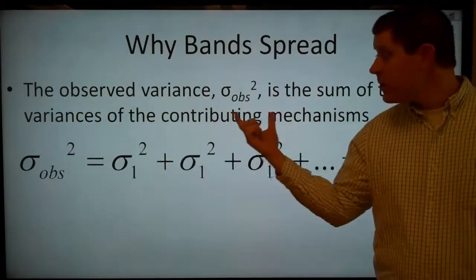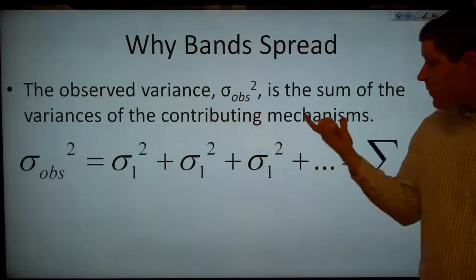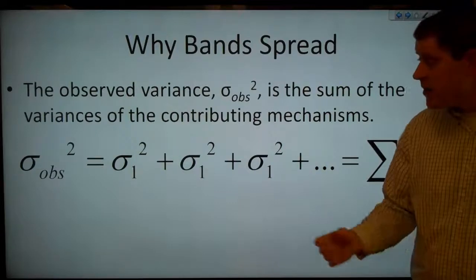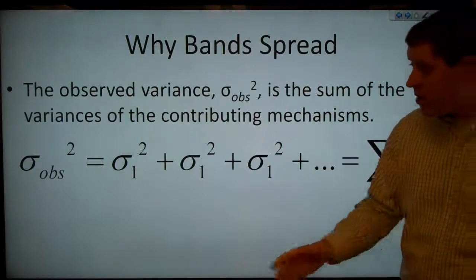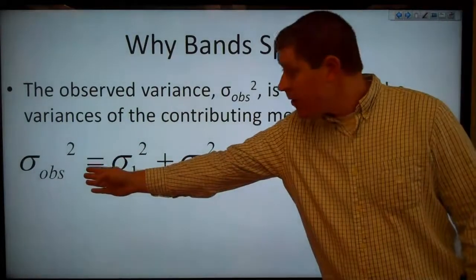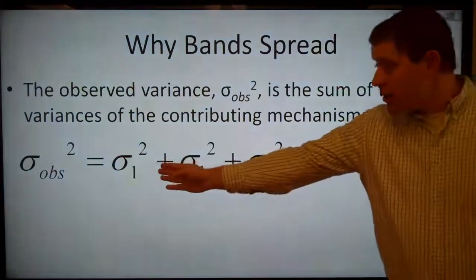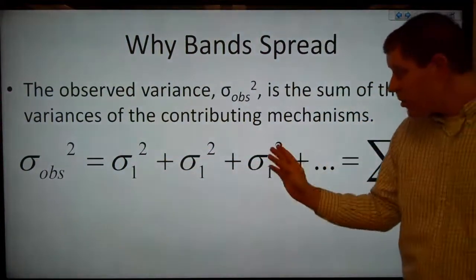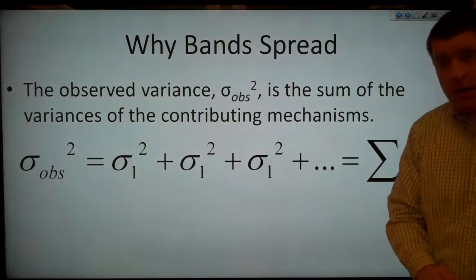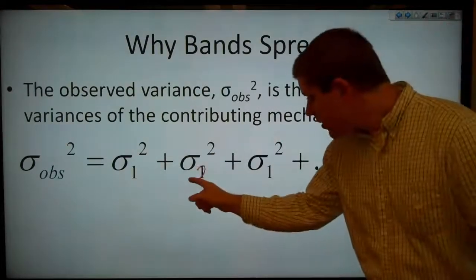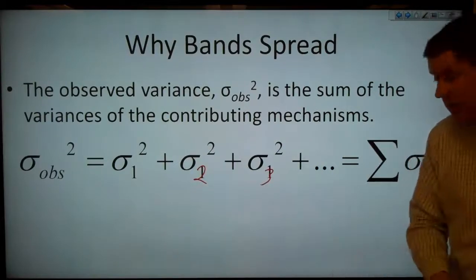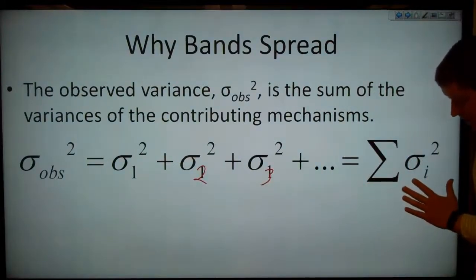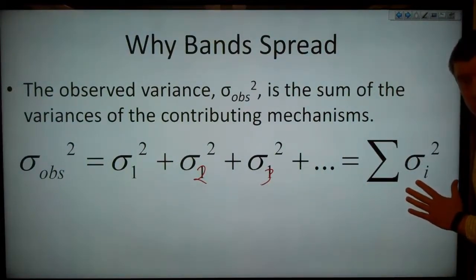Now the observed variance, which we're going to symbolize this way, is the sum of the variances of the contributing mechanisms. So the observed variance is equal to the variance from process 1 plus the variance from process 2 plus the variance from process 3 and so on. These should have a 2 and a 3 and so on. That's equal to the sum of our contributing variances.